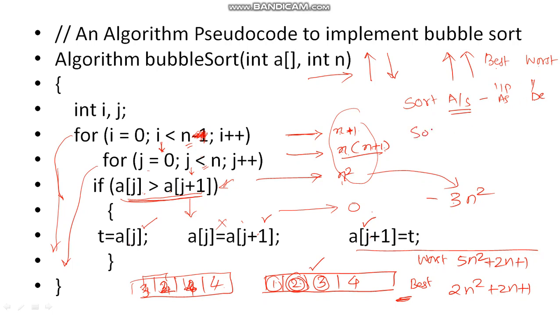If you want to sort in descending order and the input is descending order, it is the best case. If you want to sort in descending order and the input is in ascending order, then it is the worst case.